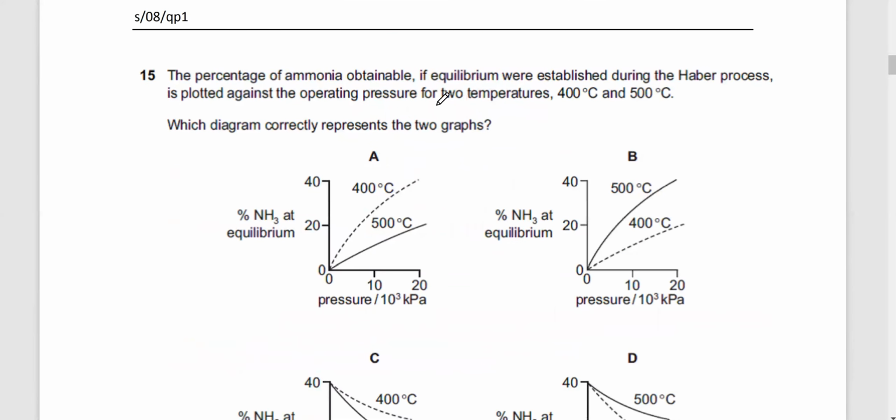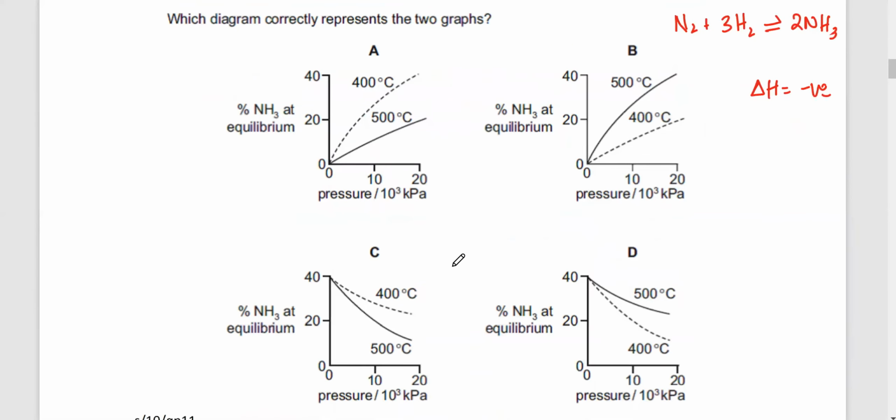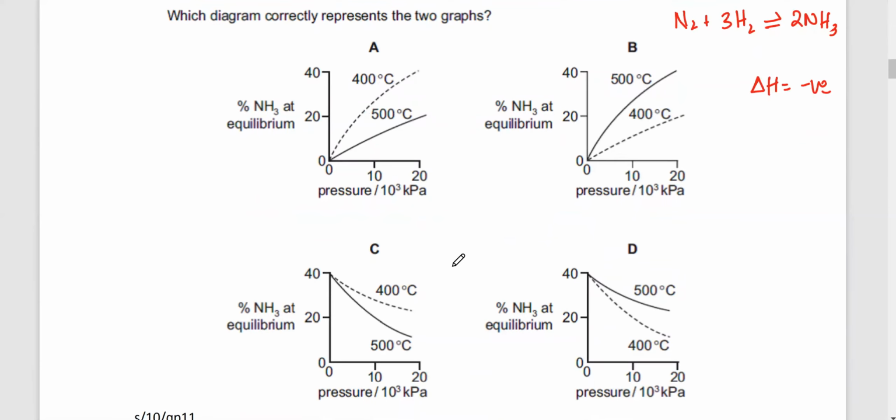The next one is the Haber process. It's N2 and there is H2, and it's in equilibrium with 2NH3, and they're all gases. And the delta H of the forward reaction is exothermic. So out of these four graphs, which graph is the correct one?